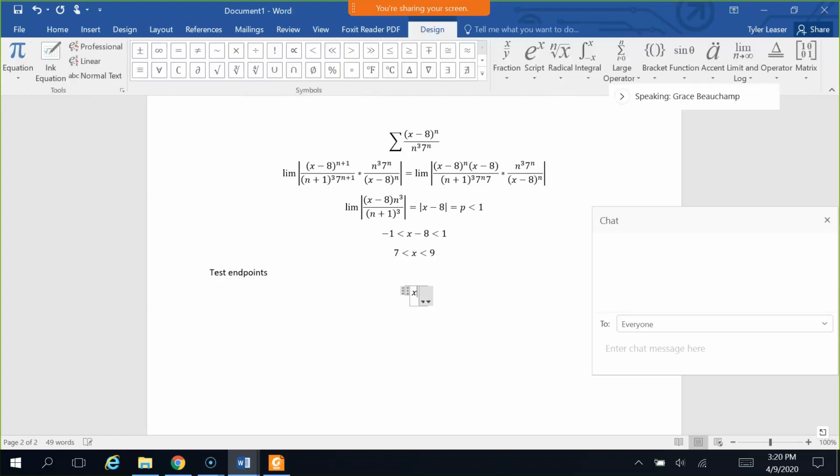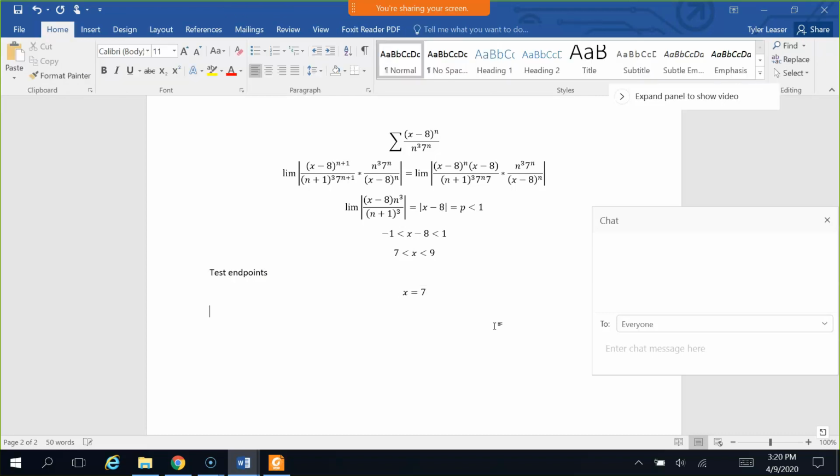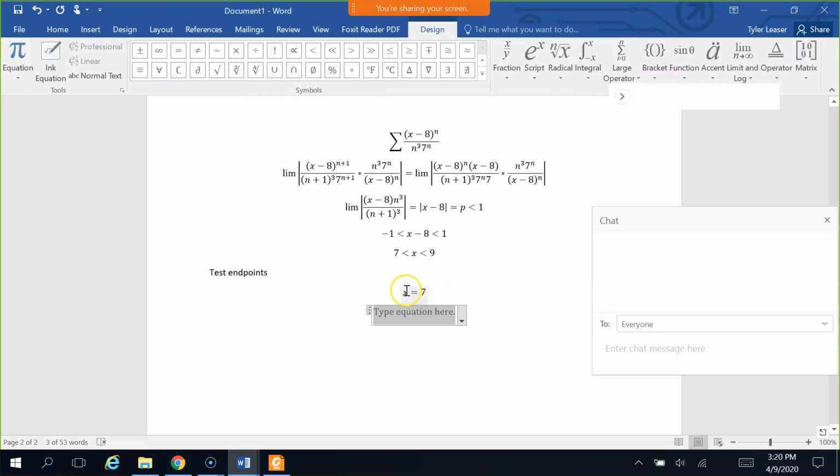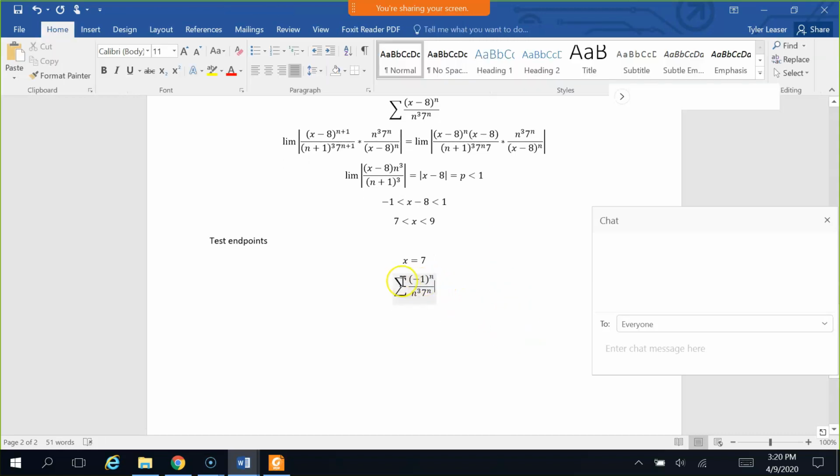So we'll start off with just the first endpoint there, x equals 7. So what you want to do is take this x equals 7 and plug it all the way back into the original series. So we're going to get the series: if I plug 7 in for this x, 7 minus 8 is negative 1. That's to the n, and that's still divided by n cubed 7 to the n. Now we just need to decide if this converges or diverges.